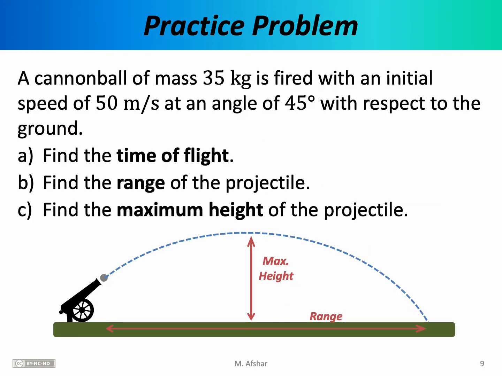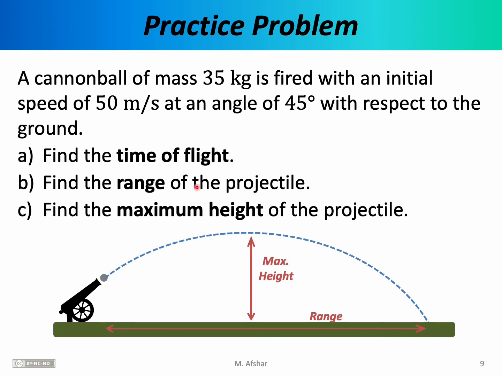Here's a typical practice problem involving projectile motion. A cannonball of mass 35 kilograms is fired with an initial speed of 50 meters per second at an angle of 45 degrees with respect to the ground. Given this information, find the time of flight. The time of flight is the total time that the projectile is in flight from when it is fired from the cannon to when it lands.